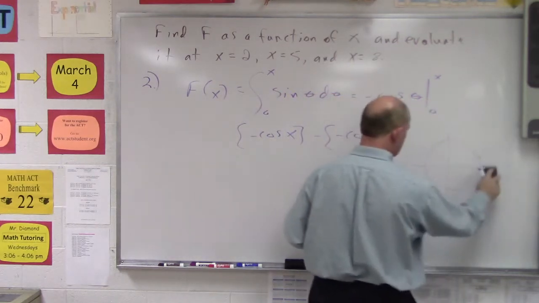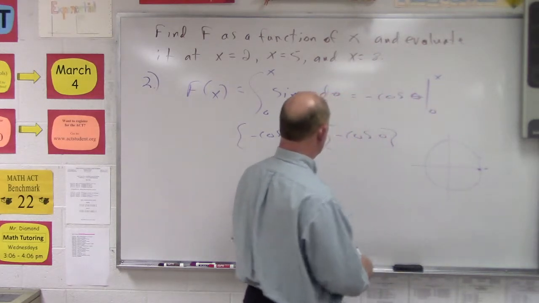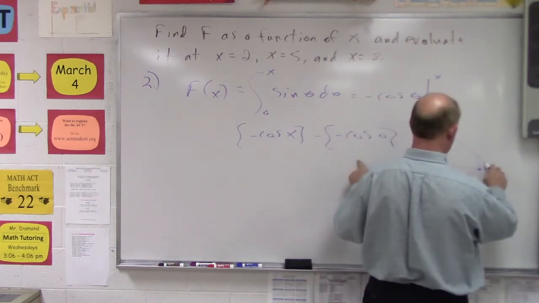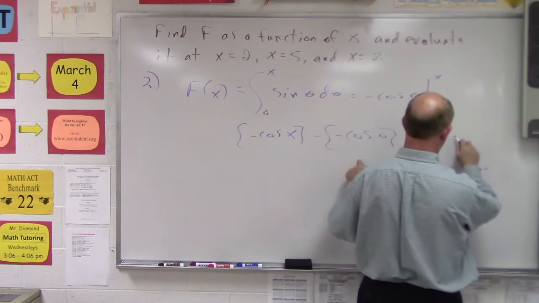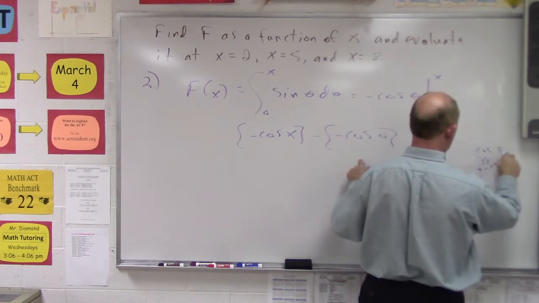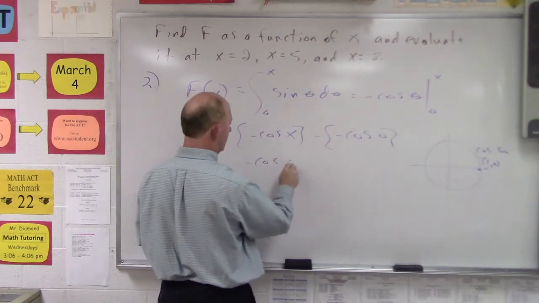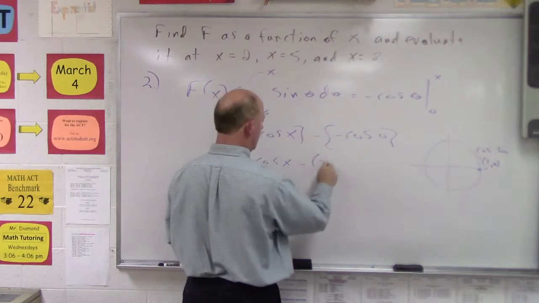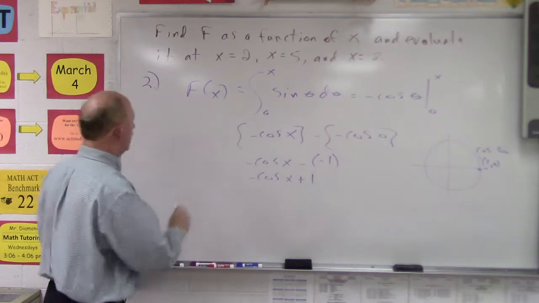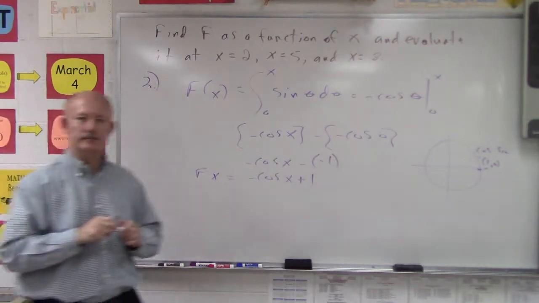I'm sorry, let me try that again. So cosine 0 would be, so x equals 0 would be the point 1, 0. This is cosine, this is sine. So cosine would be 1. So we end up with negative cosine x minus a negative 1, or negative cosine x plus 1. Now f of x is equal to negative cosine x plus 1.